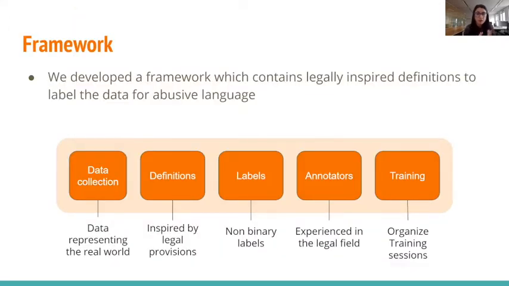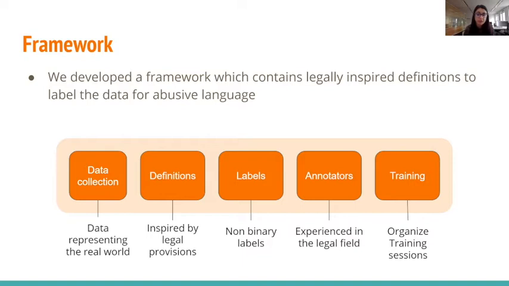So, going back to the initial thought that I presented with this framework that we developed: for the data collection, we tried to focus on data representing the real world and not bias our data by only extracting comments that have hateful keywords in them. For the definitions, we created our own definitions inspired by legal provisions. For the labels, we tried not to use binary labels and see if this helps the labeling process, if it makes it easier or harder, and if it can offer a better understanding of the comments.